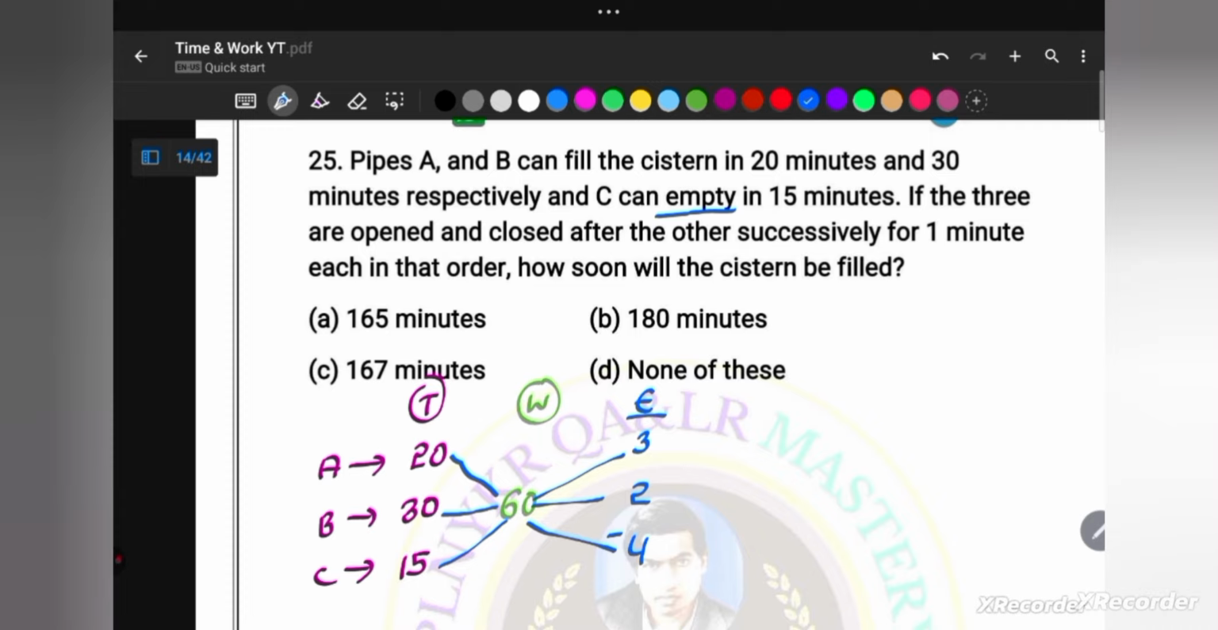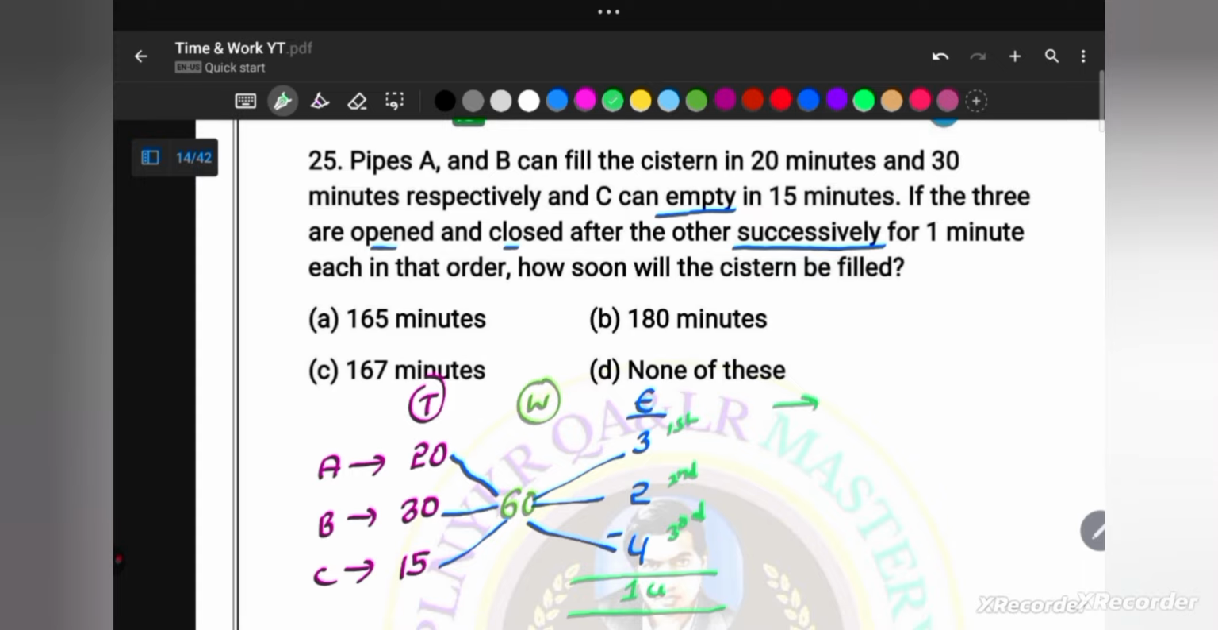Now if you observe carefully, one is opened and closed successively. That means alternately, they are not working together. In the first minute, pipe A will be working. In the second minute, pipe B will be working. In the third minute, the third pipe will be working. So after 3 minutes, what is the overall work? 3 plus 2, 5 minus 4, it will be 1 unit of work done.